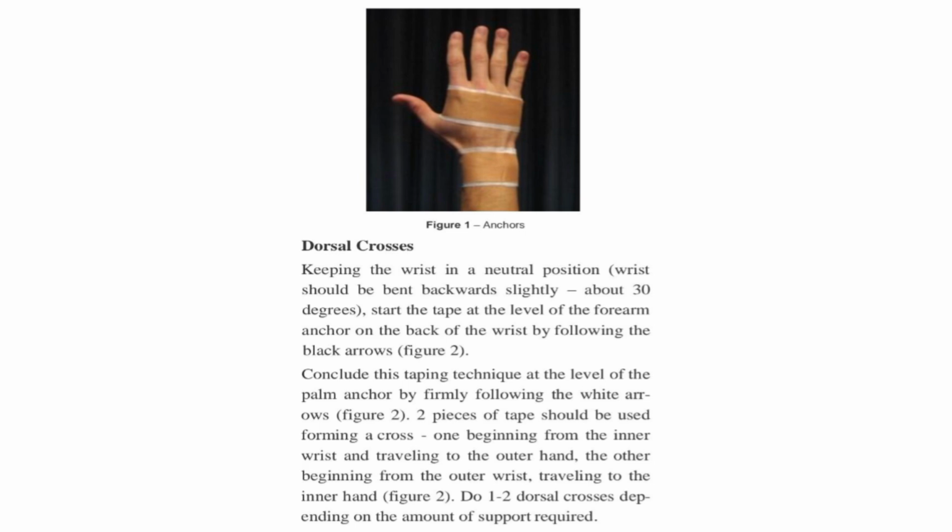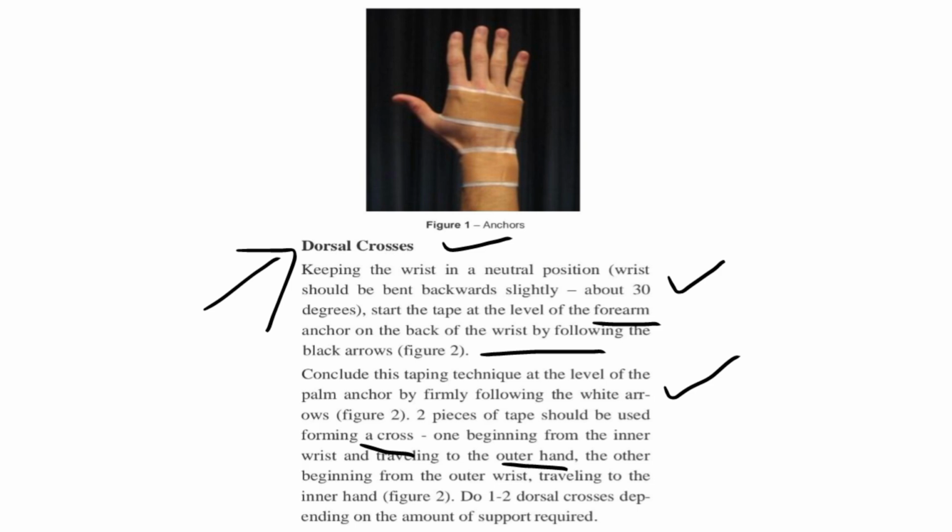Next, we have dorsal crosses. Keeping the wrist in a neutral position of about 30 degrees, start the tape at the level of the forearm, anchor on the back of the wrist by following the black arrows. Conclude the tape at the white arrows. Pieces of tape should be used following a cross, because this is a dorsal cross. The taping method should make a cross in this one, beginning from the inner wrist and traveling to the outer hand, and the other beginning from the outer wrist and traveling to the inner hand.